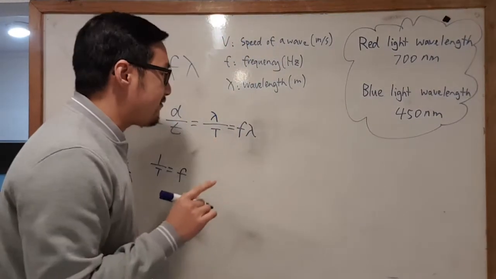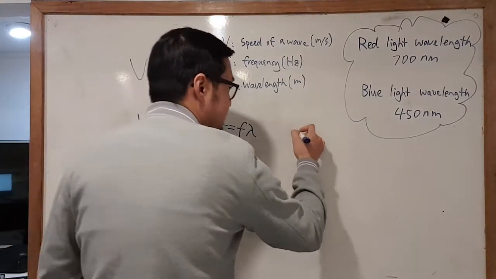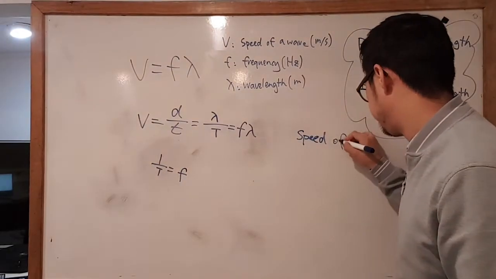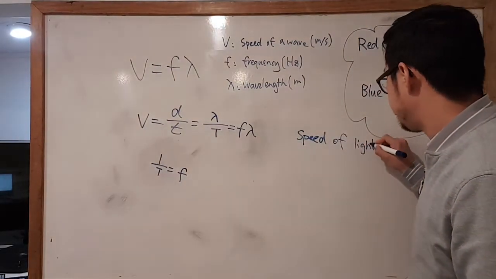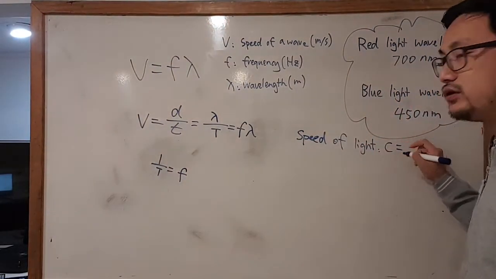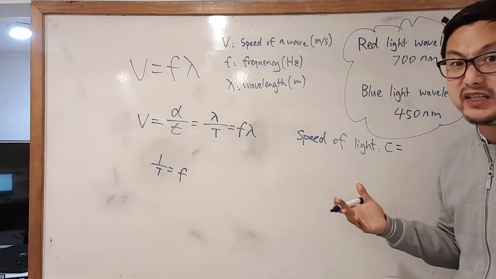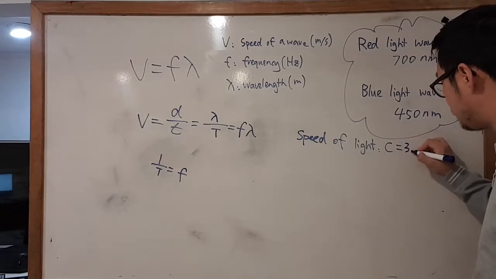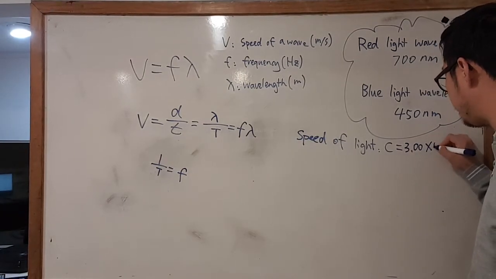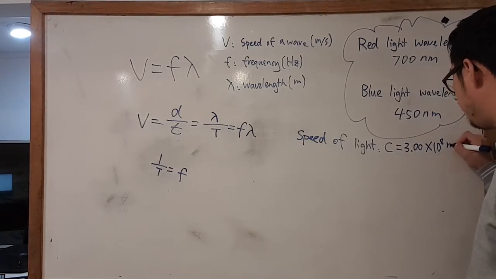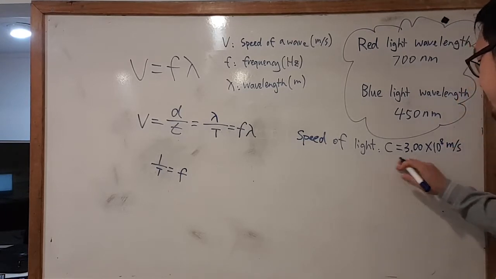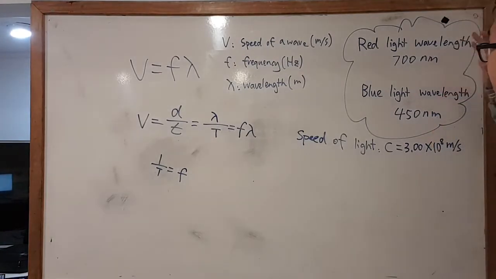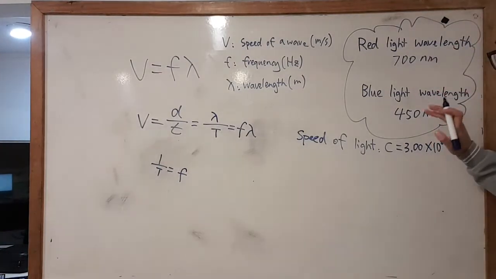All right, so I have a constant number here. The speed of light, this is always a constant number. For the speed of light, we use the symbol c. So it's basically speed v, but because the speed of light is very special, we use c. That equals 3.00 times 10 to the power 8 meters per second. And this is how fast light is, okay?